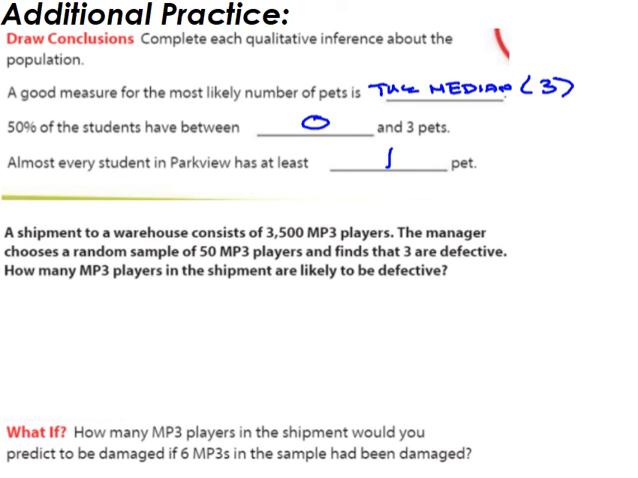Another way to draw conclusions from a random sample is we're going to have to use proportional relationships.